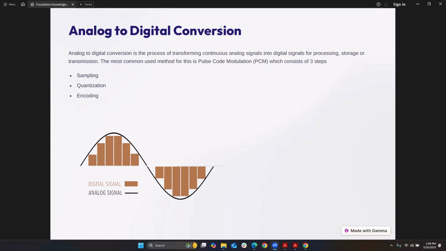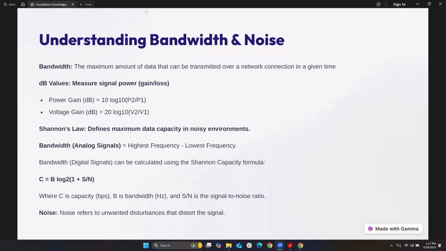The last step is encoding, which is converting into binary. After quantization, the sample values must be converted into binary format so that digital systems can store and process them easily. Each quantized value is assigned a unique binary code which represents the signal in digital form. So that is about analog to digital conversion.